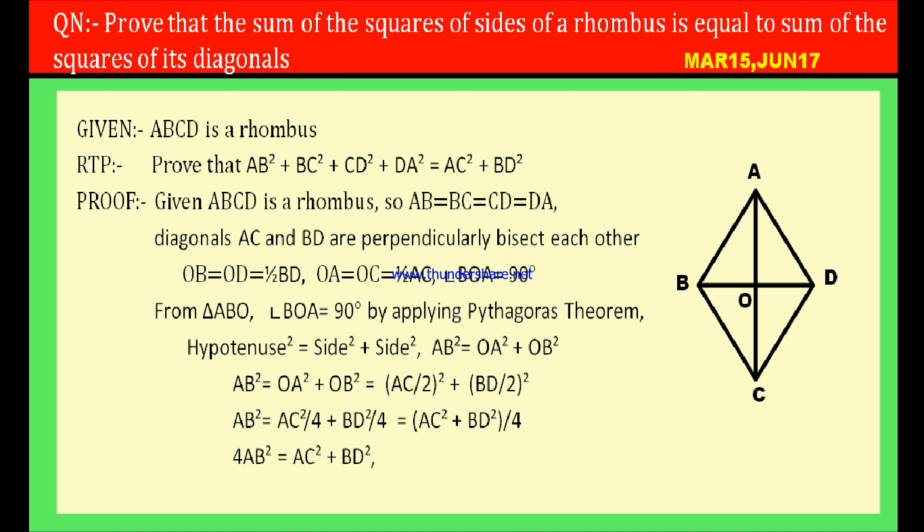4AB square means 4 times AB square. In the place of the first AB, you may write AB, the second AB you can write BC, the third AB you can write CD, and in the fourth place you may write DA. So that you will get AB square plus BC square plus CD square plus DA square is equal to AC square plus BD square.